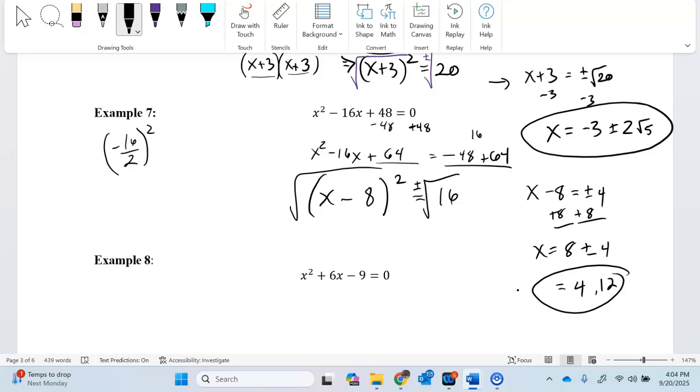Okay, that one it looks like would have factored. If I get nice integer solutions or rational solutions, that means there's a good chance that it would have factored. But I didn't do it by factoring. I did it by completing the square. Sometimes you can do two different methods. All right, one more.